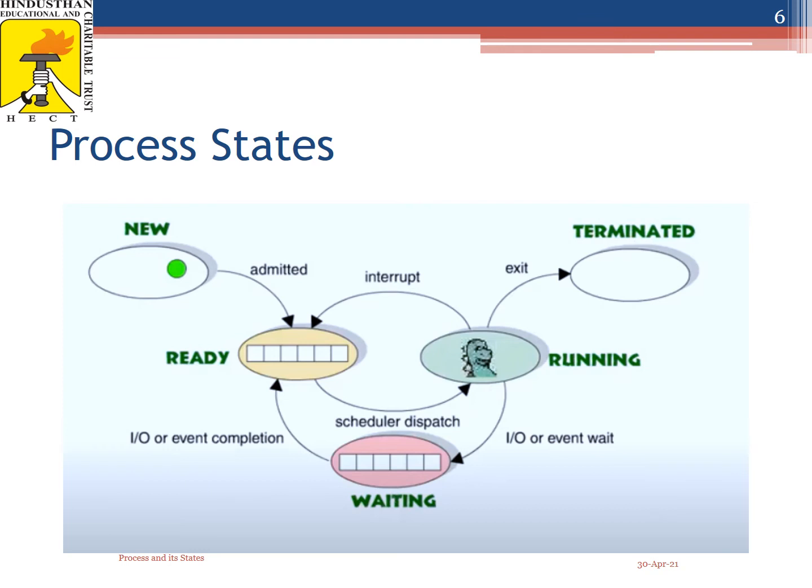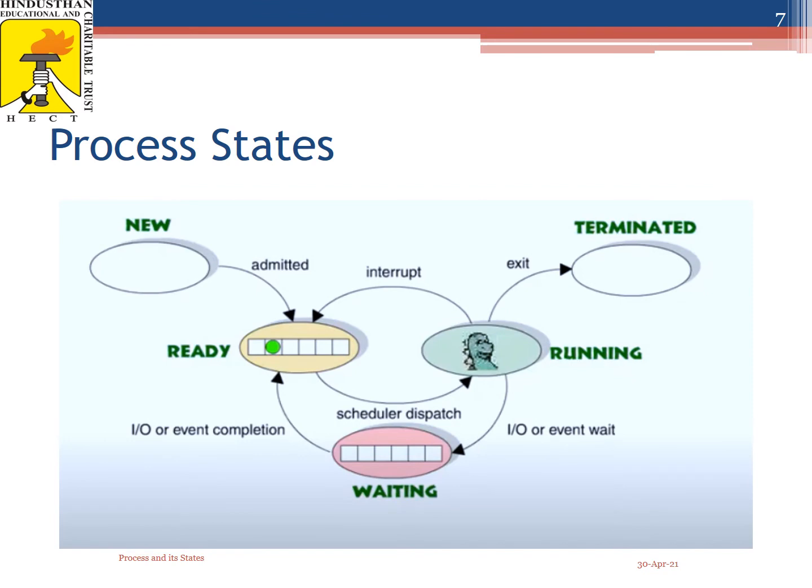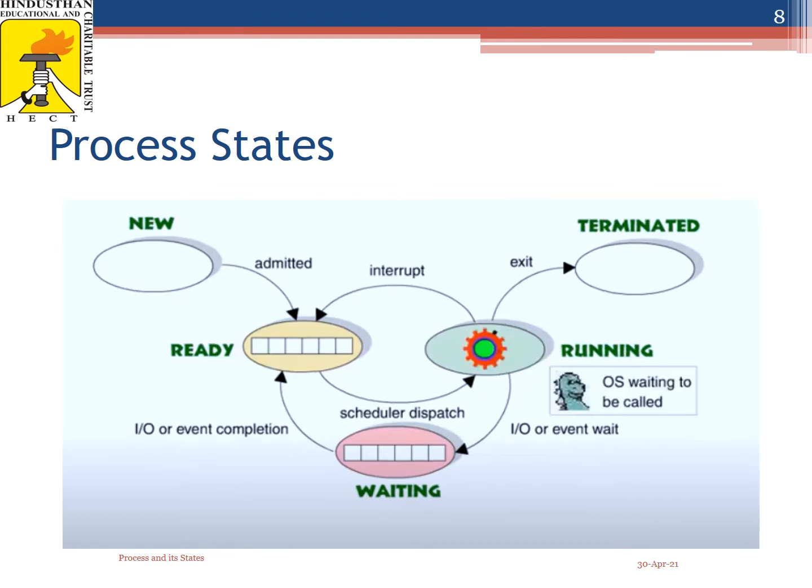Here, new is the first state. The process enters to the state when it is created. Then, the process moves from new state to ready state when it is loaded in main memory. Later, it will be dispatched to CPU for its execution. At that time, process moves from ready state to running state and then starts to run under CPU.